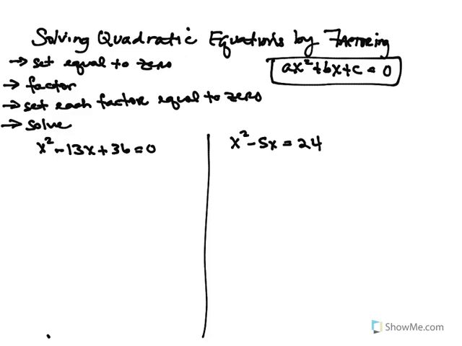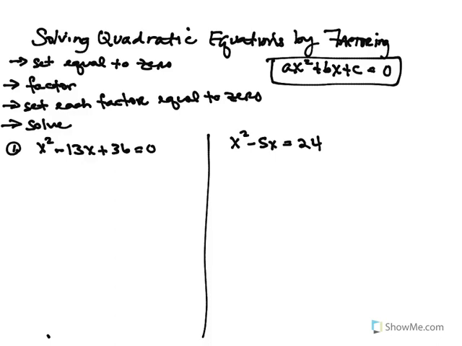So what you do is you make sure that your equation is set equal to 0. It has to be set equal to 0 in order to factor, okay? So you set it equal to 0, and then you're going to factor. If we look at this first example, x squared minus 13x plus 36 is equal to 0. The first step is already met because this equation is already equal to 0. And I know I'm going to have to factor it because I have a squared term.